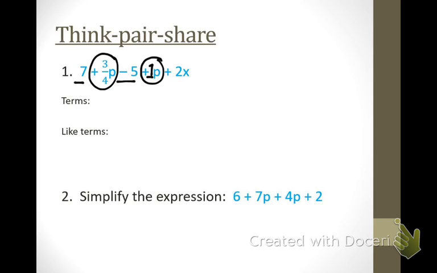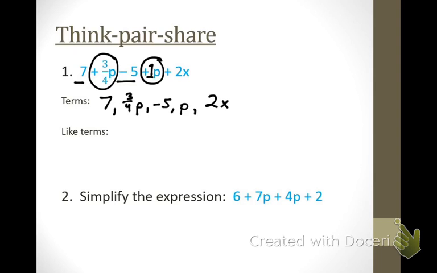So let's go ahead and write our terms down. The first term was a 7. What's the next term? The next term that we're adding together from left to right. 3/4 p. What's the next term? All right, very good. We've got negative 5, and then we've got p. You can put 1p if you want. And what's the final term? 2x. Now I want you to go ahead on your own and write down the ones that are alike. We've underlined and circled them already at the top.